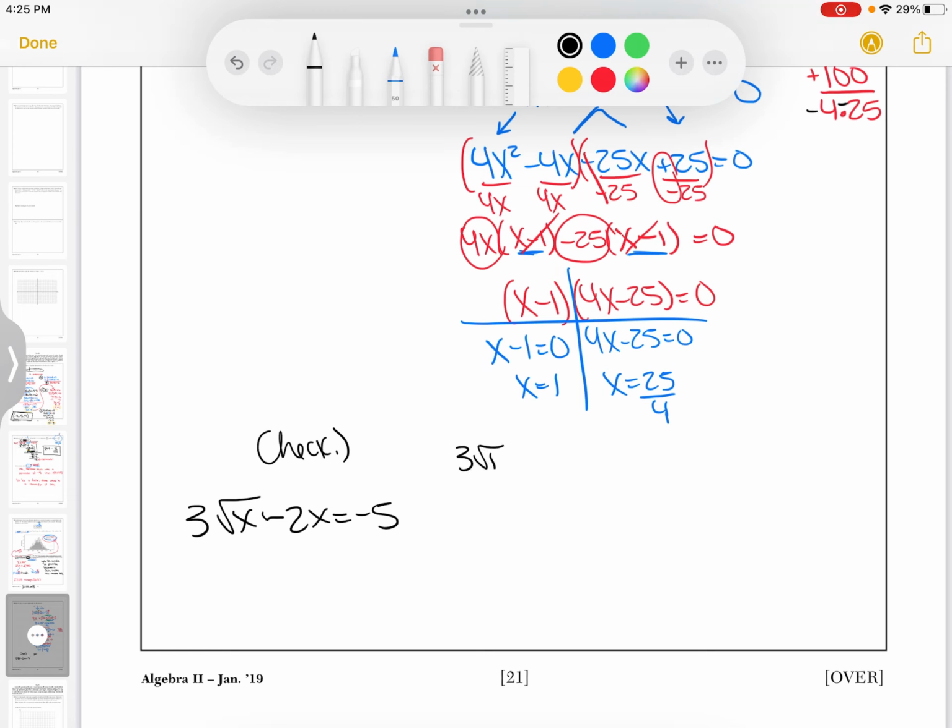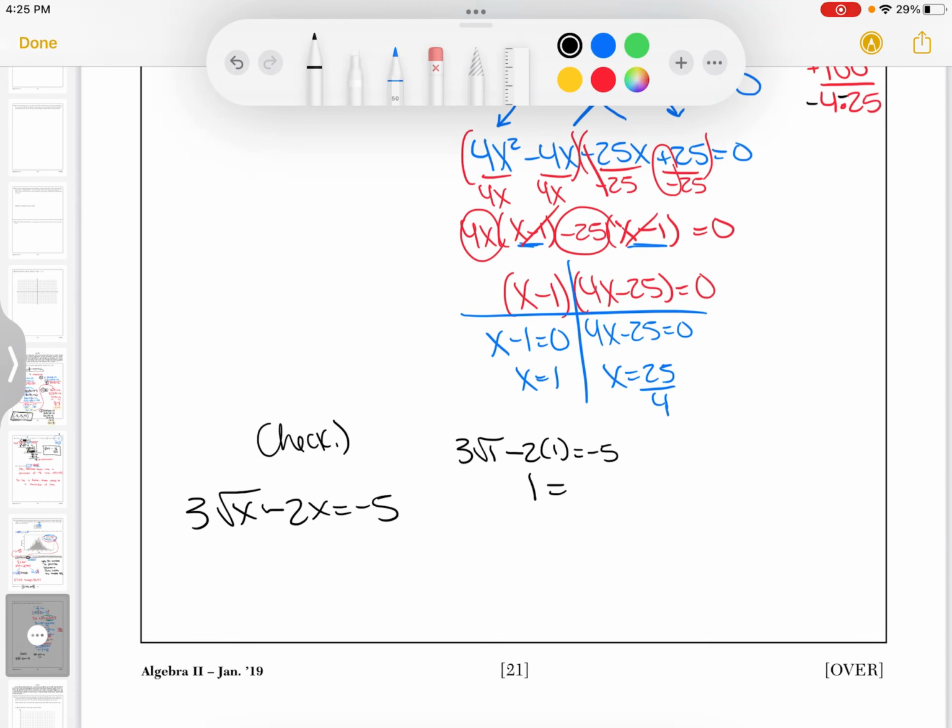So first I'm going to check the 1. This will be 3 times the square root of 1 minus 2 times 1 equals negative 5. So you do that math on the left side. It's 3 times 1 minus 2. It's going to be a 1. 1 does not equal negative 5, so that means that this answer rejects, and it is not 1. I check the next one.